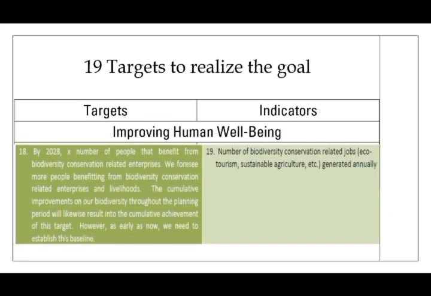By 2028, 10 number of people that benefit from biodiversity conservation related enterprises. We foresee more people benefiting from biodiversity conservation related enterprises and livelihoods. The cumulative improvements on our biodiversity throughout the planning period will likely result in the cumulative achievement of this target. However, as early as now, we need to establish this baseline. Number of biodiversity conservation related jobs, ecotourism, sustainable agriculture, etc. generated annually.